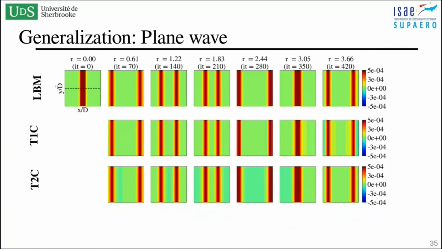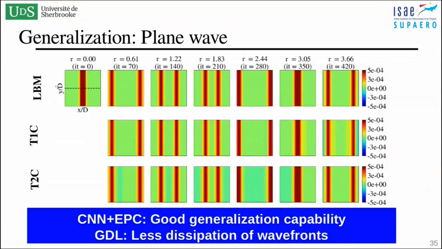Then, revisiting the same case as Sotiropoulos et al., we again set the initial condition as a plane wave, and we observed that we are able to predict the propagation with a very good agreement. Furthermore, it is visible here that in the case of T2C, the wavefronts are better predicted. They are sharper than in the case of T1C. This is because we have constrained the spatial gradients in this second case. So we see that adding these additional constraints further improves our model.